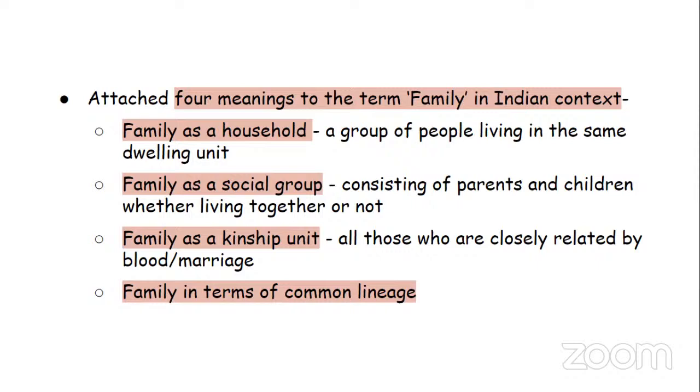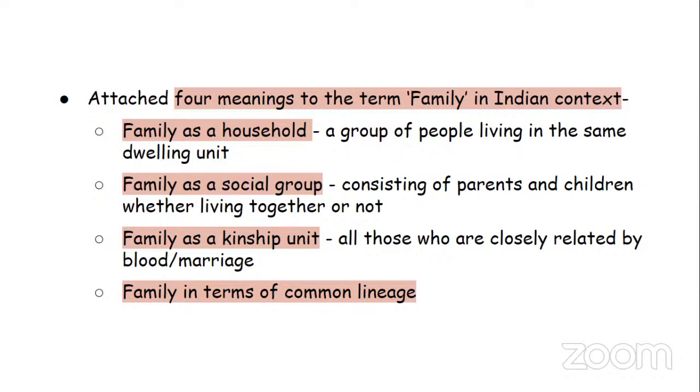Then family as a social group means that it consists of parents and children whether living together or not. According to him, in order to consider a social institution as a family, it is not mandatory that the parents and children should live together. Okay. Then the next one is family as a kinship unit. This includes all those who are closely related by blood or marriage.